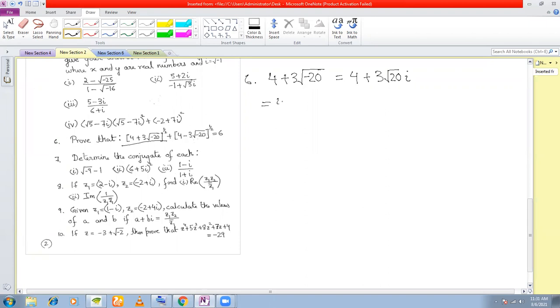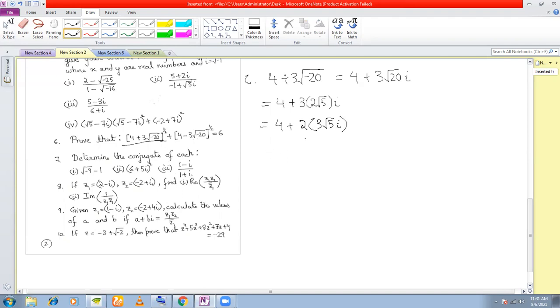Now what I do is I try to express root 20 as a mixed surd. Root 20 as a mixed surd will be what? How much? I think 2 root 5, right? Isn't it? 2 root 5i. Yes, sir. So now I can write this as 4 plus 2 into 3 root 5i.